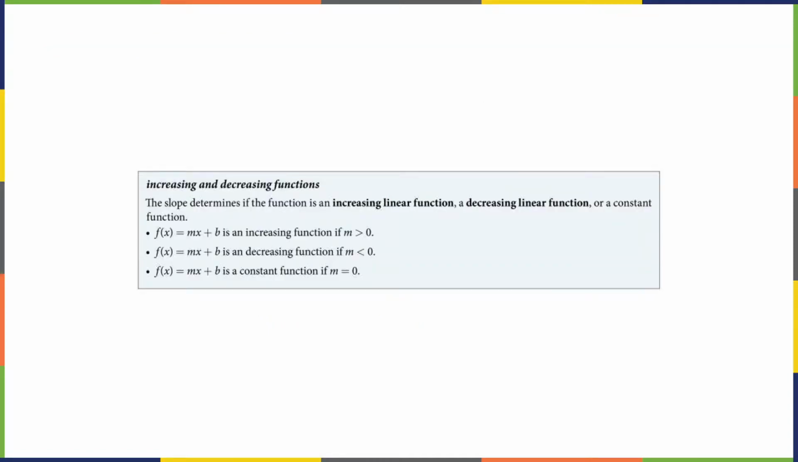So when we're looking at this, a way to write this as a strong definition is f of x equals mx plus b is an increasing function if m is greater than 0. So in other words, it's increasing if the slope is positive. It's a decreasing function if m is less than 0, or in other words, if the slope is negative. And it's a constant function if the slope is 0.